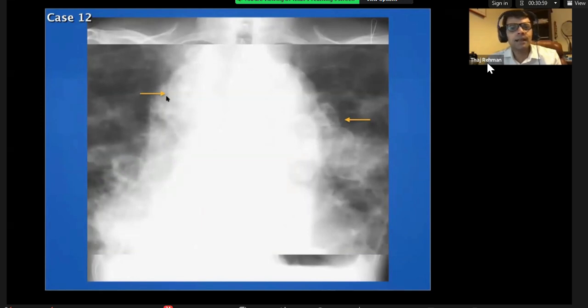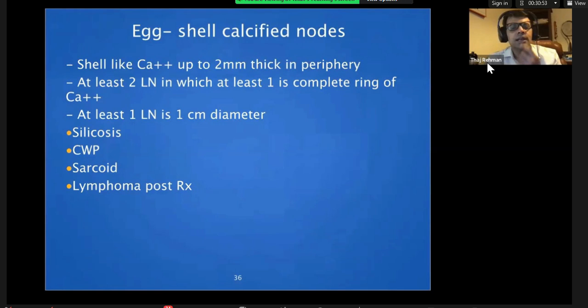This is eggshell calcification that you can see in silicosis and sarcoidosis. Shell-like calcifications up to 2 mm thick in the periphery. To make a diagnosis, at least 2 lymph nodes, at least 1 complete ring, etc. And the differentials are silicosis, coal workers' pneumoconiosis, sarcoidosis, and lymphoma post-treatment.